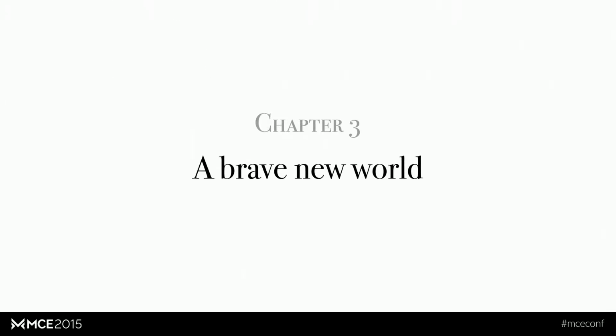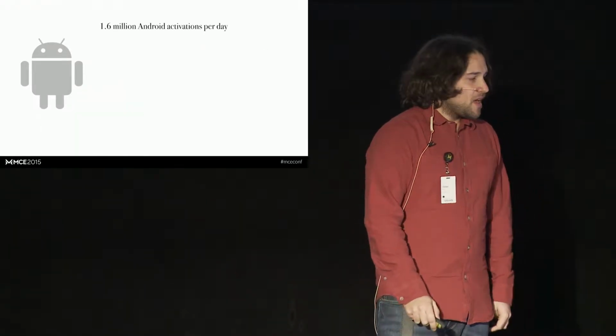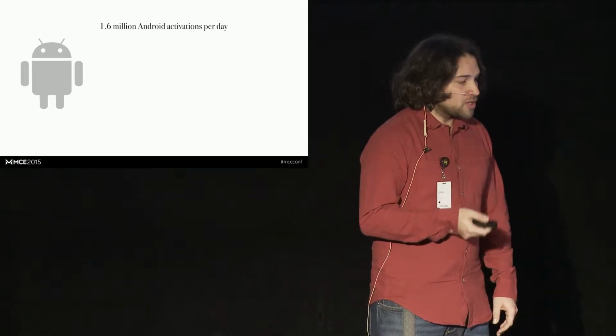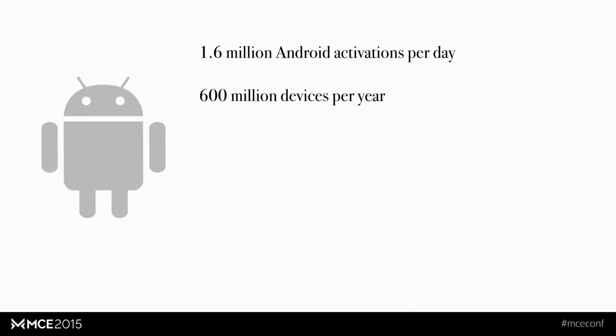So we go to the next chapter, A Brave New World. This summer, I was really shocked when, during the Google I/O, I wasn't there, sadly, but I was watching the streaming, and then they announced that they were having 1.6 million Android activations per day, which is really shocking. If you do some maths, it's around 620 million devices per year, but I'm gonna round it up.